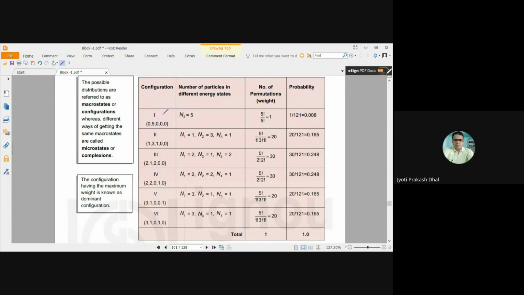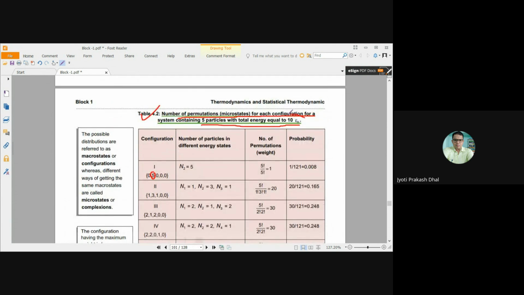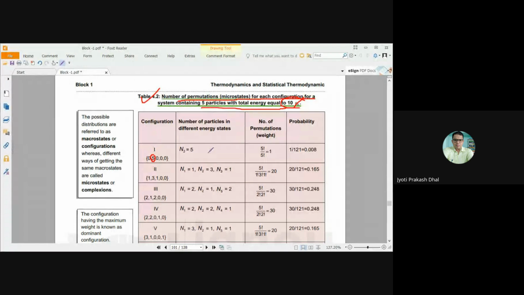The first one is configuration 1. All the 5 particles will be present at the 2 epsilon 0 energy level. So the total energy will become 10 epsilon 0. Now, the number of particles in the different energy states, that is N2 equals 5. The number of particles in the remaining energy states is 0. So the number of permutations is total N factorial divided by N1 factorial into N2 factorial into N3 factorial into N4 factorial into N5 factorial. Except N2 equals 5, the remaining will be 0. So the permutations will be 5 factorial by 5 factorial, that is equal to 1.